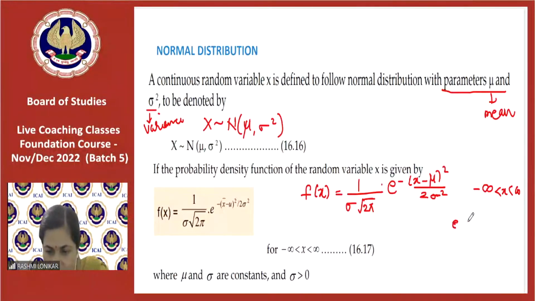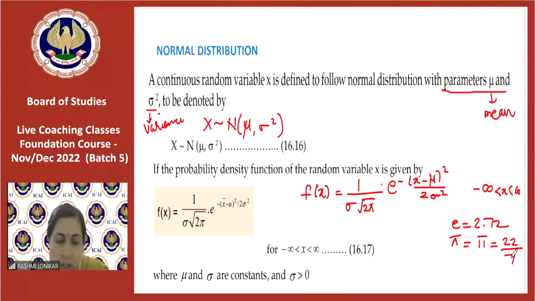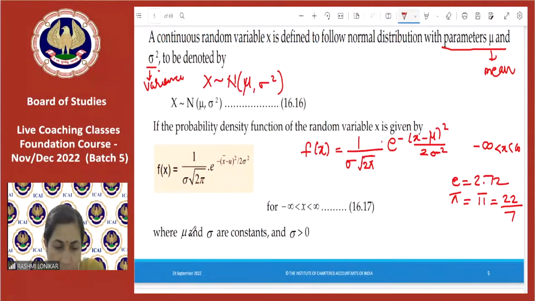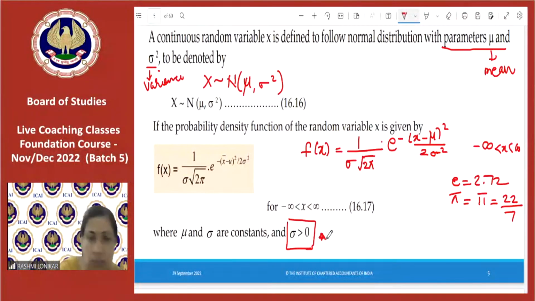Now the value of e we already know as 2.72. What is the value of pi? It is also written like this in some books. This is simply equal to 22 upon 7. Okay. And mu and sigma are constants and sigma is greater than 0. This is also a condition that can be asked in the theory.